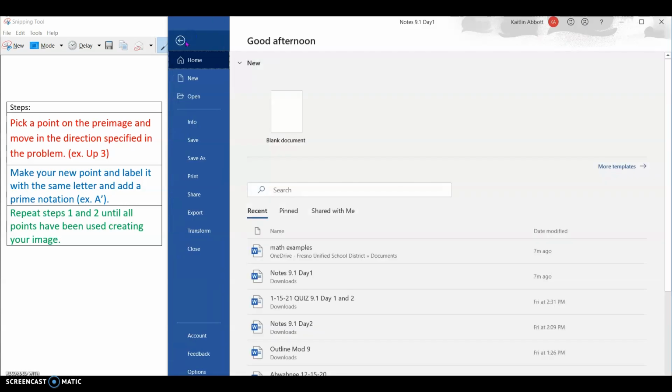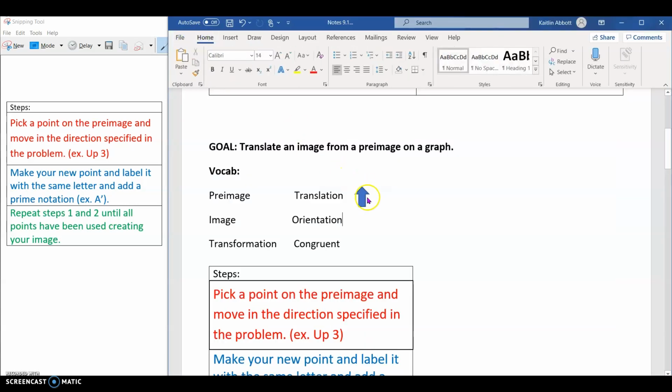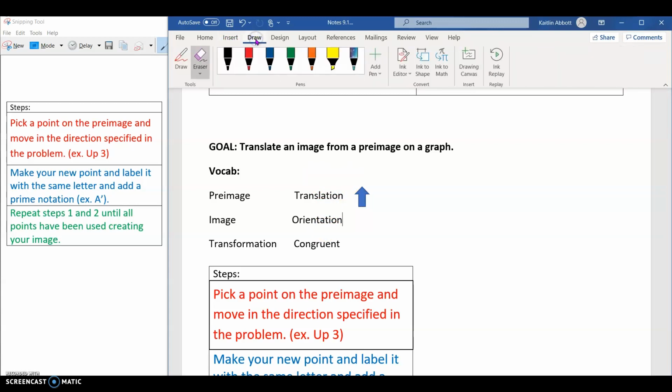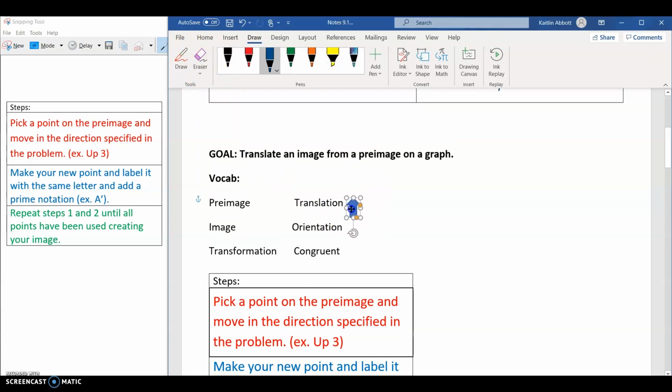How do I get out of draw? Oh, not there. Wow. Houston, we have a problem. How do I not draw? Yay. Okay, here we go.